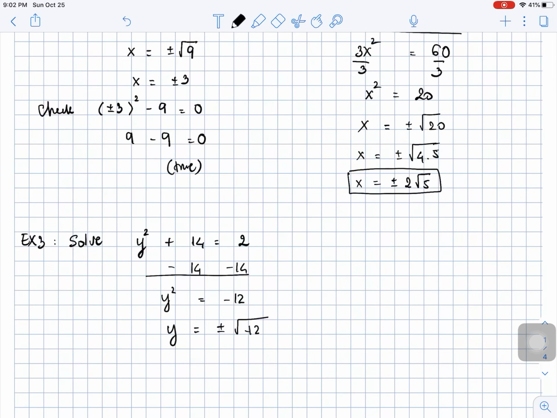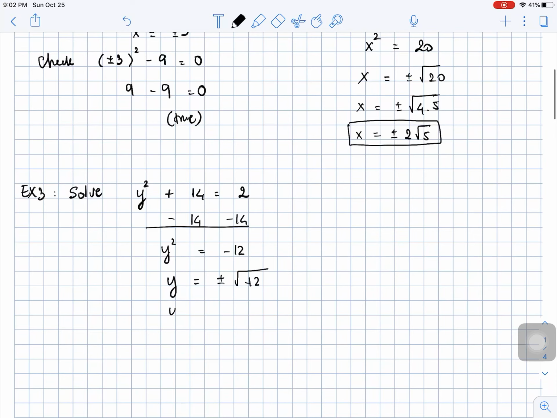Example number 3, 14 and 2 are both numbers, so we need to combine them. And y squared is the variable. We need to isolate y squared on one side. So y squared equals negative 12, because we subtract 14 from both sides. And then y equals plus or minus the square root of the number negative 12.